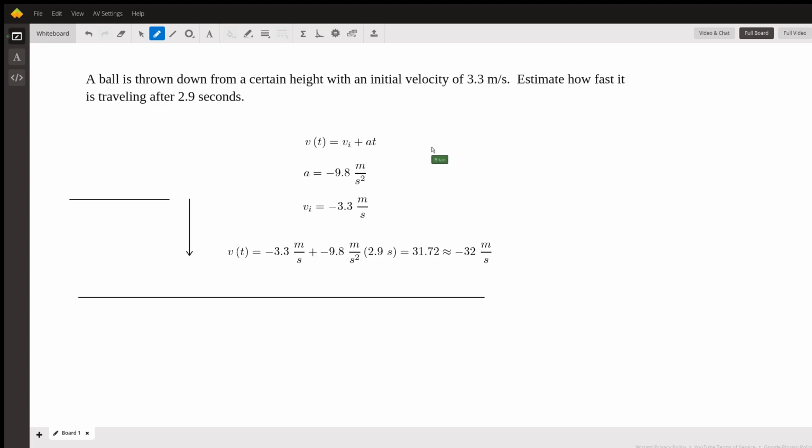When we're dealing with objects working against gravity, the acceleration is sometimes denoted in textbooks with a g because that's a special constant, but the acceleration due to gravity is 9.8 meters per second squared. So you may see that as g in some textbooks, but really it's just a generic term. It's a specific type of acceleration that's commonly used. And the initial velocity is negative 3.3 meters per second.